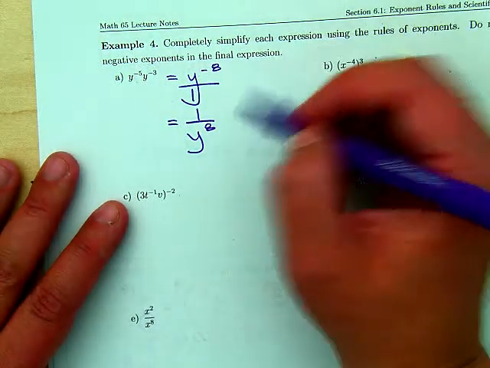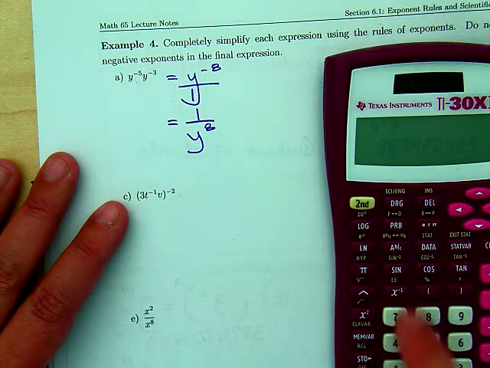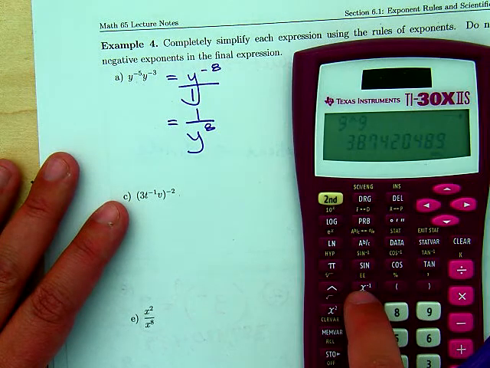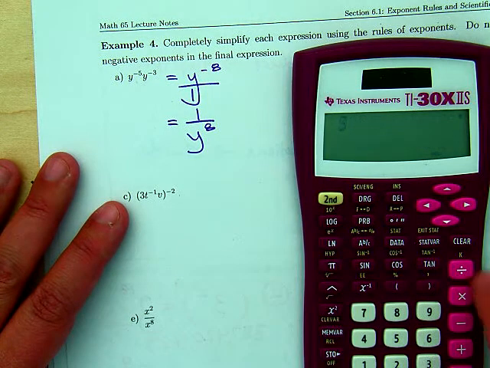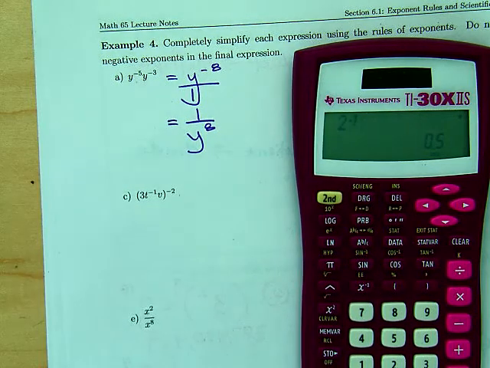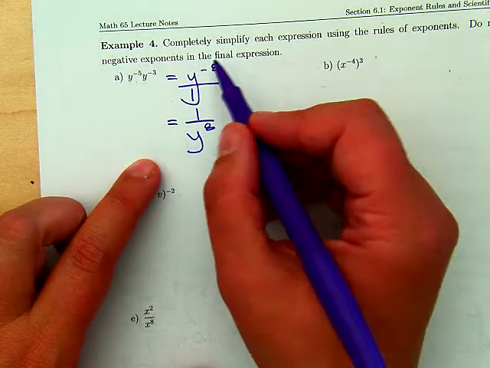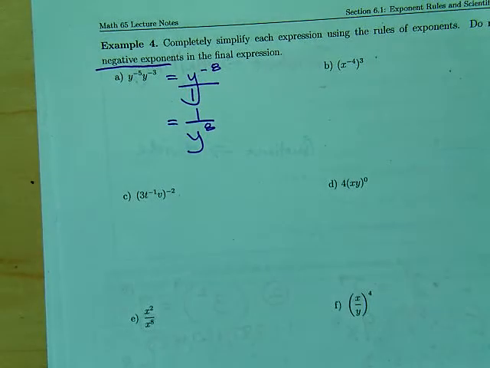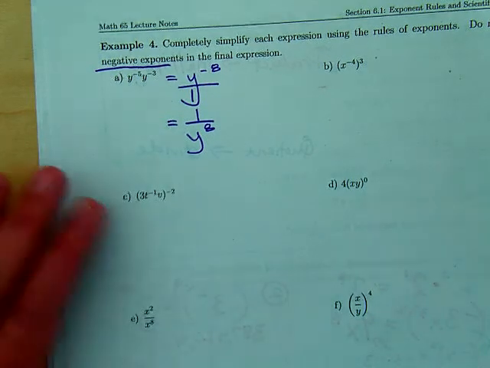If you take the reciprocal, even look on your calculator right here. If you see this calculator, you see the x to the negative 1. Let's say we take 2 to the negative 1 power. What do we get? 1/2. We get the reciprocal. So as long as we never want to have a negative exponent in our final answer. You see that? Completely simplify. Okay, let's go to B.